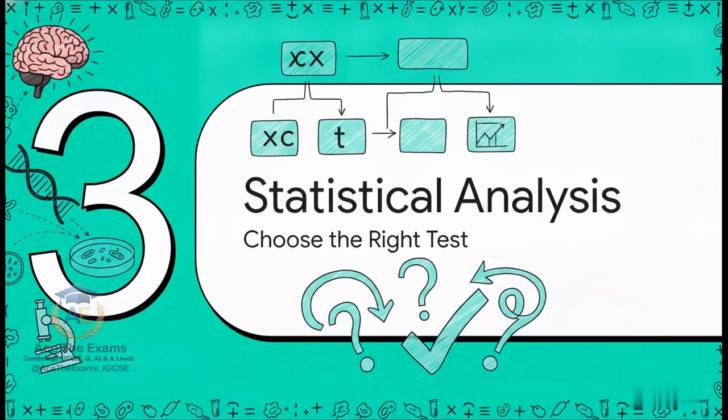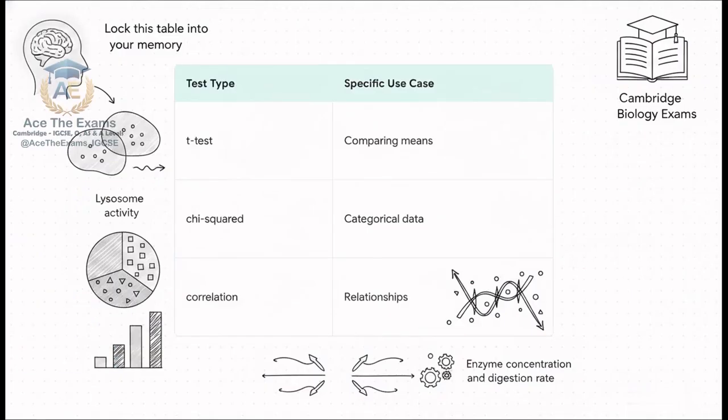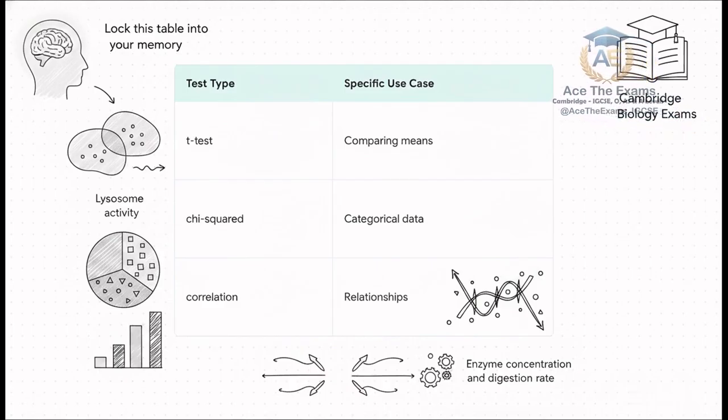Next up is Section 3, Essential Statistical Analysis, where we choose the right test. This table right here simplifies the whole shebang. It breaks down exactly when to use a t-test, chi-squared, or a correlation test, which guarantees you aren't dropping easy methodology marks. Think about it. If you're comparing the means of two different sets of lysosome activity data, you're going to use the t-test. Dealing with categorical data, that's chi-squared for sure. And if you're looking for relationships between variables, like say enzyme concentration versus the rate of digestion, you'd hit that with a correlation test.